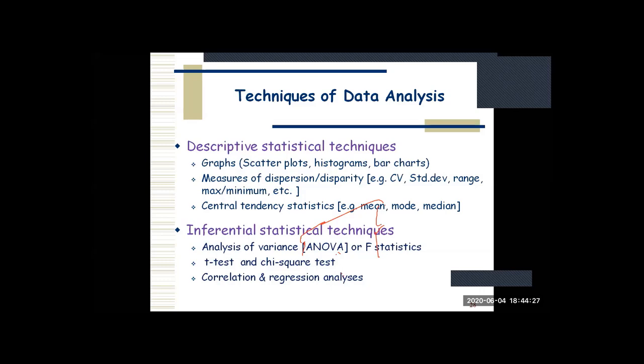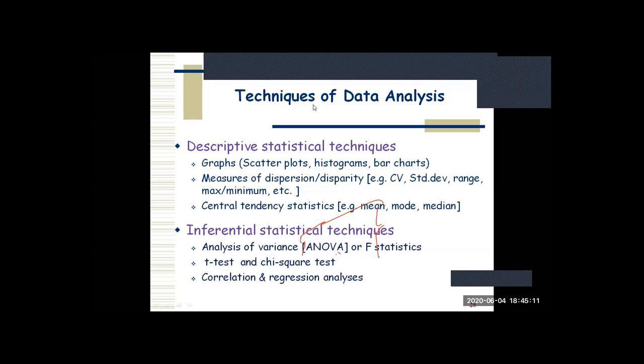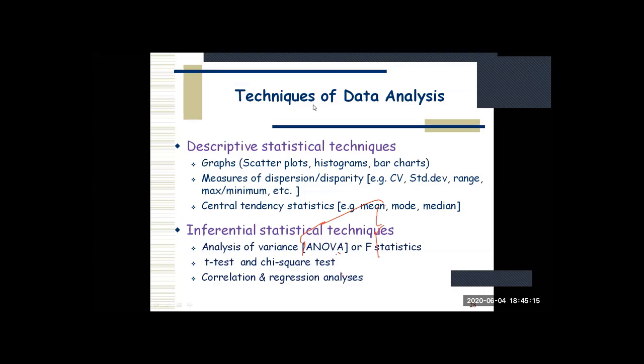Next are measures of central tendency and measures of dispersion. Measures of central tendency are statistics that explain to what extent the total observations fall around the central observation. The widely used metrics are the mean, that is the average, the mode, and the median. Measures of variation show to what extent the overall observations vary from the central observation. Measures of dispersion include the coefficient of variation, standard deviation, range, and the minimum and maximum.